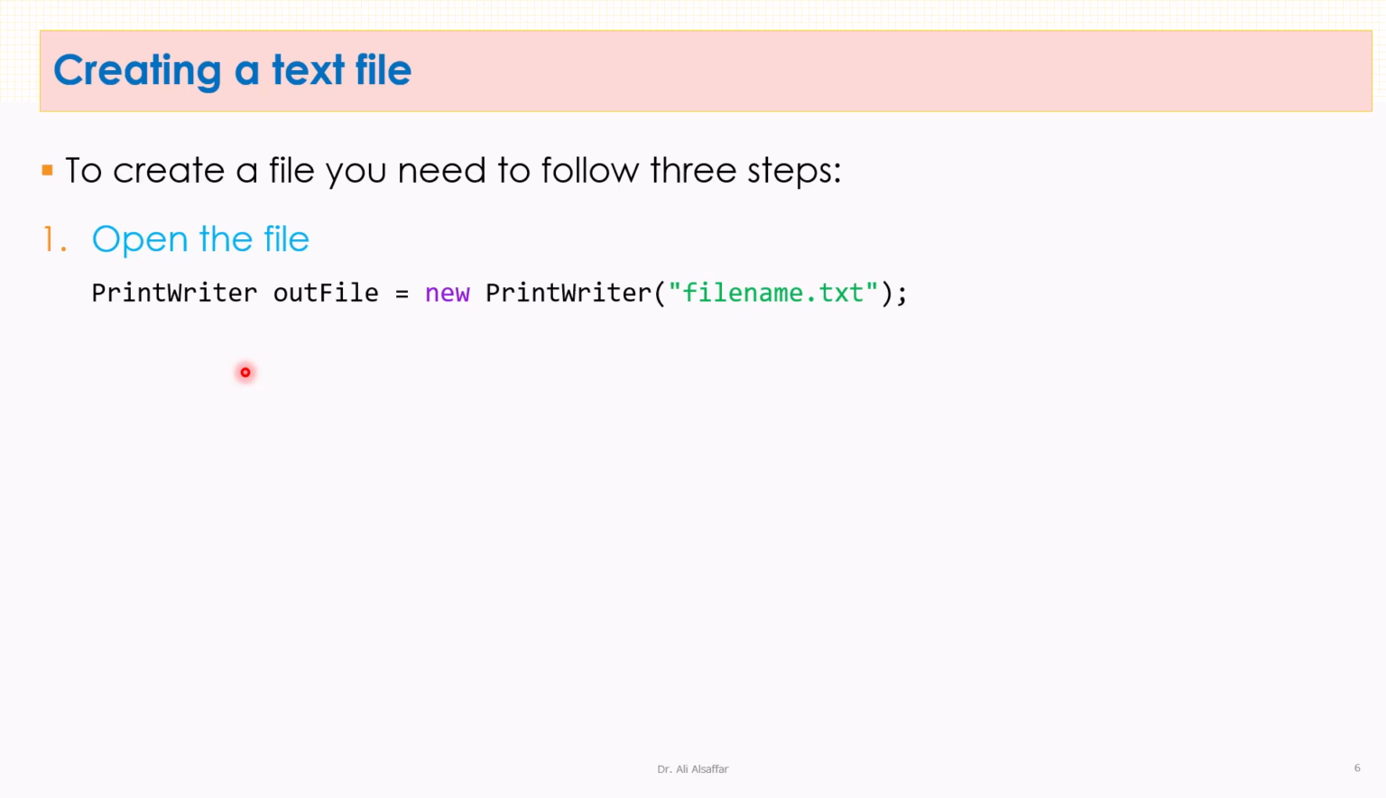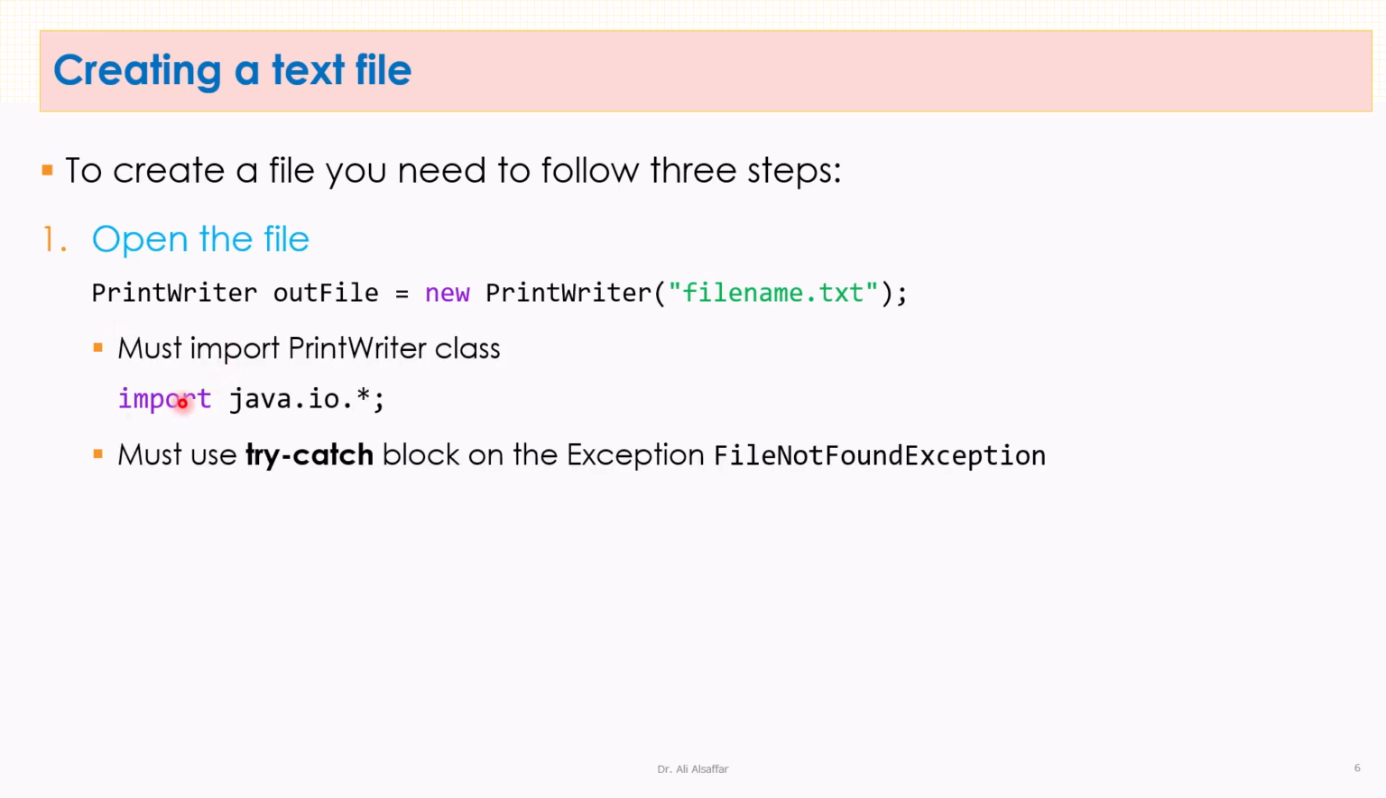To create an output stream using a PrintWriter, you have to import its definition from the java.io package. So you write import java.io. So instead of only bringing the definition for PrintWriter, you can import all class definitions inside java.io by writing star. Also, you have to catch a special type of exception called FileNotFoundException. So you have to include this statement inside a try and catch block, and you have to catch the exception FileNotFoundException.